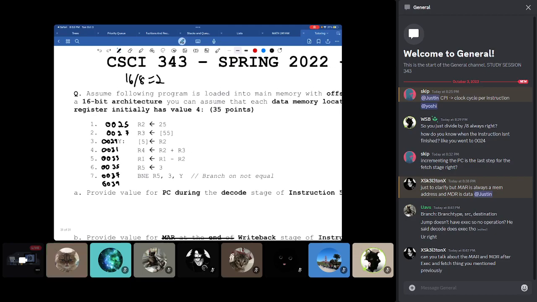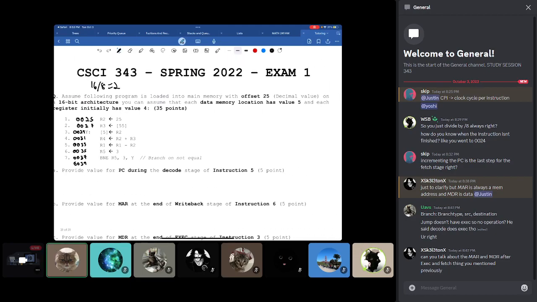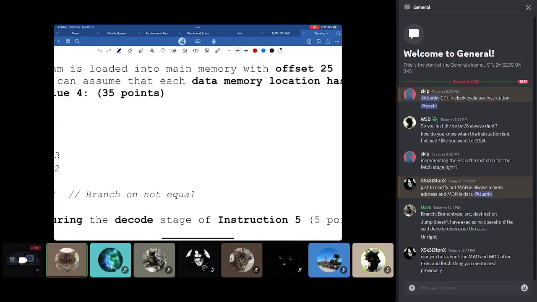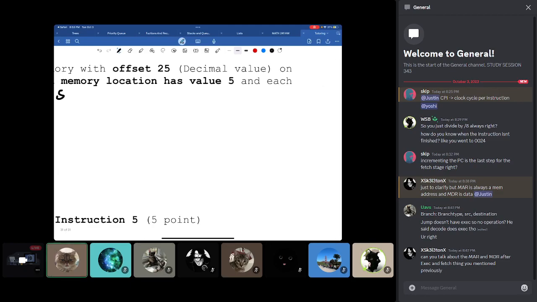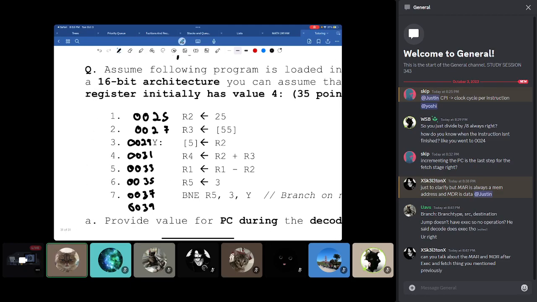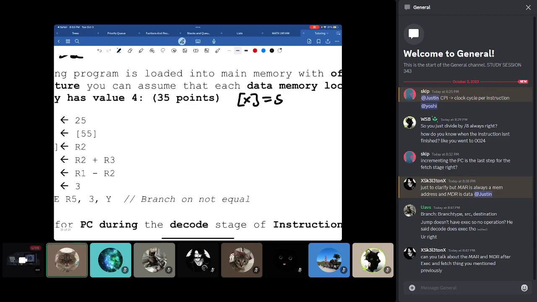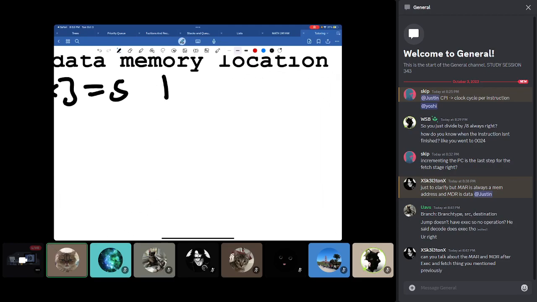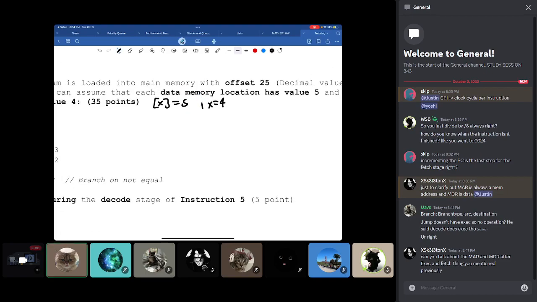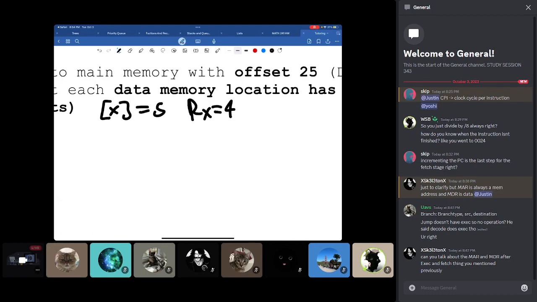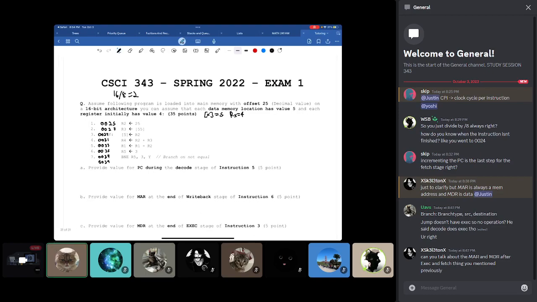Alright. It says you can assume that each data memory location has value 5. Immediately, boom, boom, 5. And each register initially has value 4. So every register is already filled with 4. Okay. Alright.